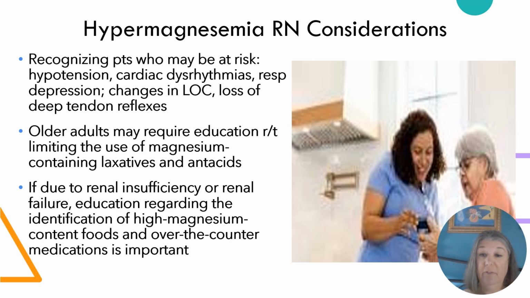Loss of deep tendon reflexes occurs because of the blockage of synaptic transmission of nerve impulses that occurs when mag levels reach 6 to 10. So it's slowing everything down, right? Our older person, well, any of our people, we're going to teach them about mag-containing laxatives and antacids, and then, of course, high mag content foods, and checking your over-the-counter stuff.